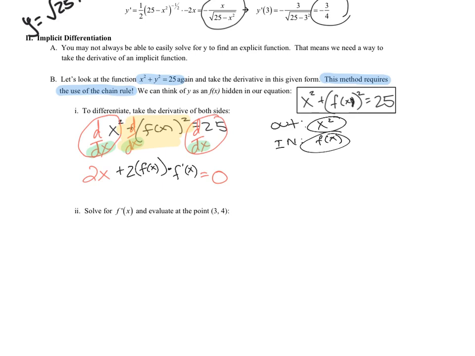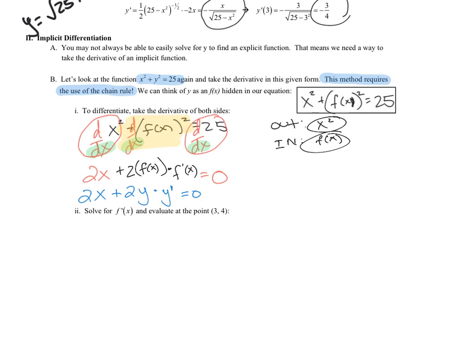And so that's my derivative of that f of x term, but let me put that back in terms of y. Okay, so I'm just going to rewrite this whole thing. I'm going to write it with the y though. So I took the derivative of x squared, that's 2x. I took the derivative of y squared, and really what I got was 2y times y prime. That's the equivalent of writing f of x is y, and the equivalent of f prime of x is y prime, and this equals 0.